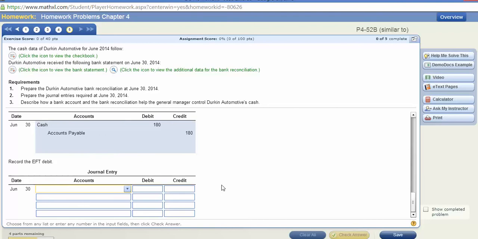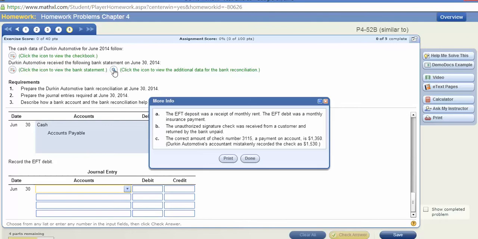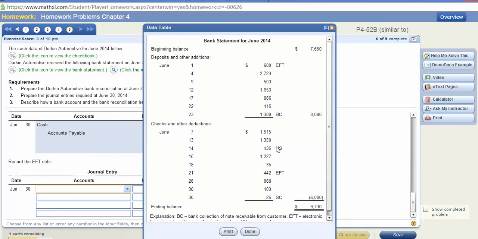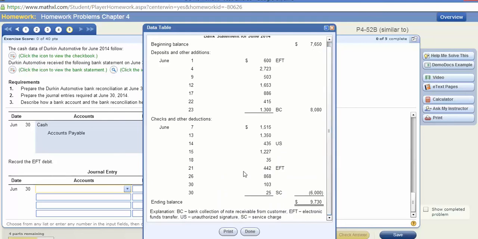Let's go to the EFT debit. Okay, the EFT debit, if you remember correctly here, on other data, it says, hey, I'm letting you know that the EFT debit was a monthly insurance payment. So you're paying for insurance. Going back to the bank statement, you will notice that it is EFT of 442.